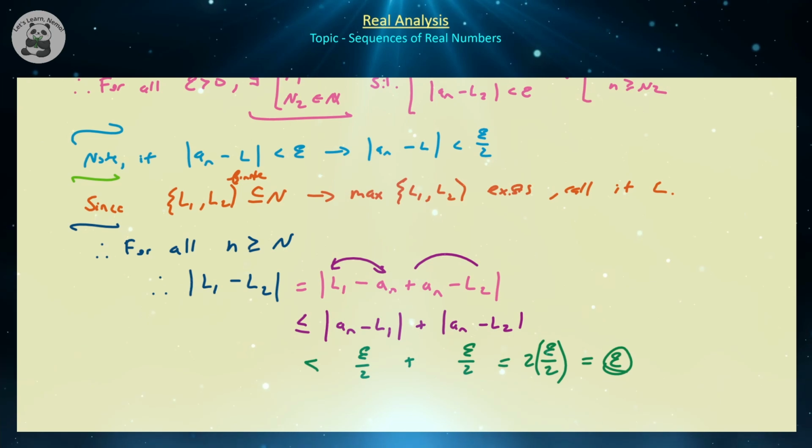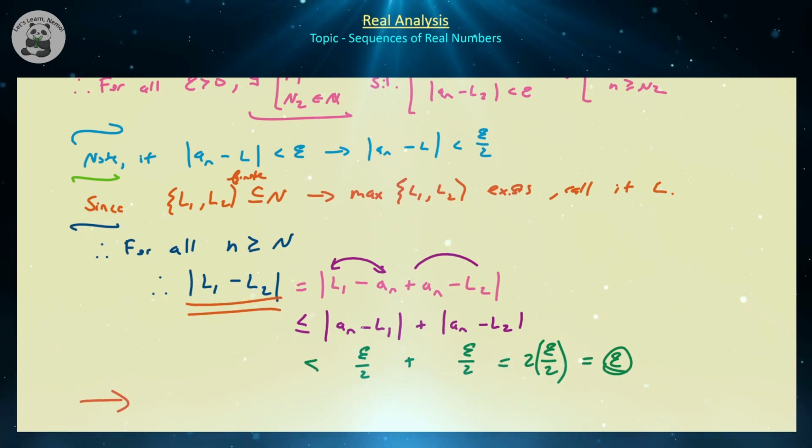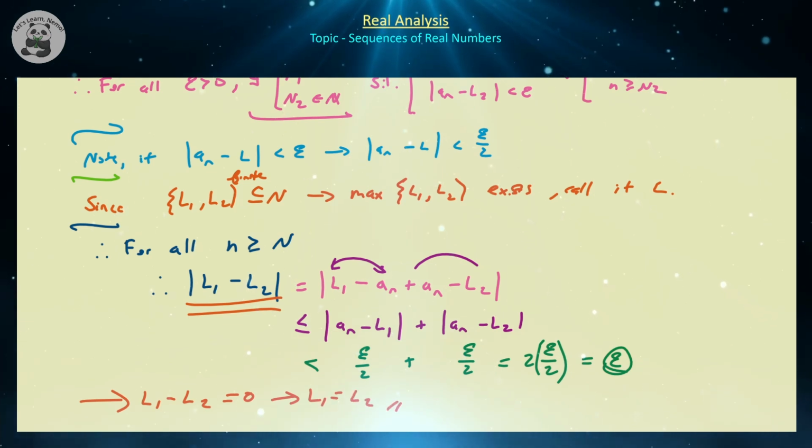So we have that the distance between L1 and L2 is arbitrarily small. That means that L1 minus L2 is equal to 0 by properties of absolute values, which means that L1 and L2 are going to be equal to each other, which implies that limits of convergent sequences are unique.